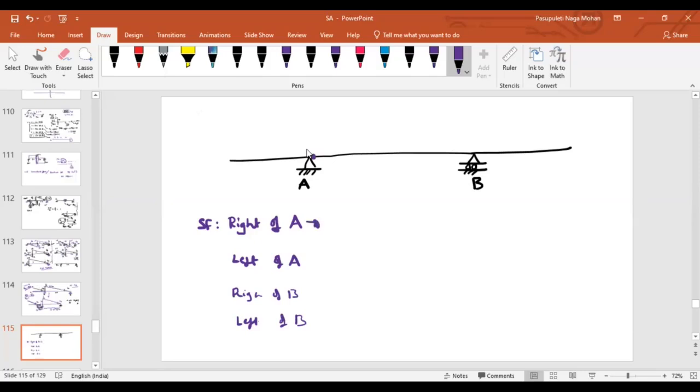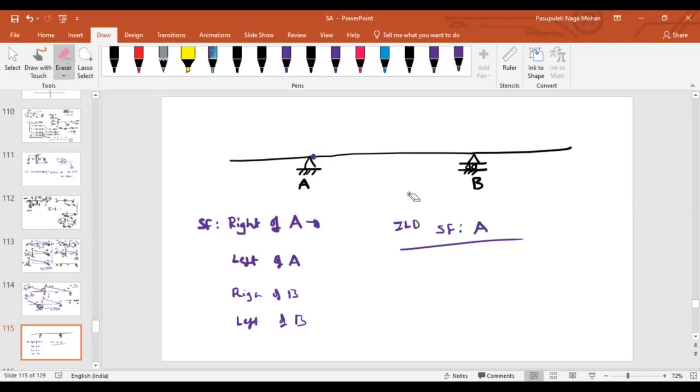Is it clear that we should not draw the shear force influence line for shear force exactly at point A? Do you agree with this? Why? Because as the reactions develop, there will be an abrupt change in the shear force. That's why we cannot define it at that point. You are clear with this, isn't it?